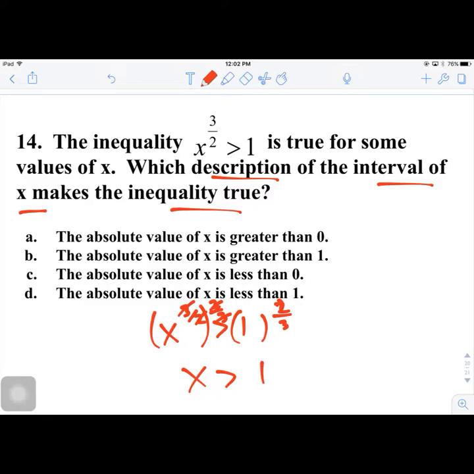So all of the answers have absolute value, so we just need to look at the end answers. X is greater than 0, that is not the answer. X is greater than 1 is what we're looking for because that is what we have. Less than 0 again is not the answer, and less than 1, that's not the answer. So the only answer that makes sense is answer choice B.